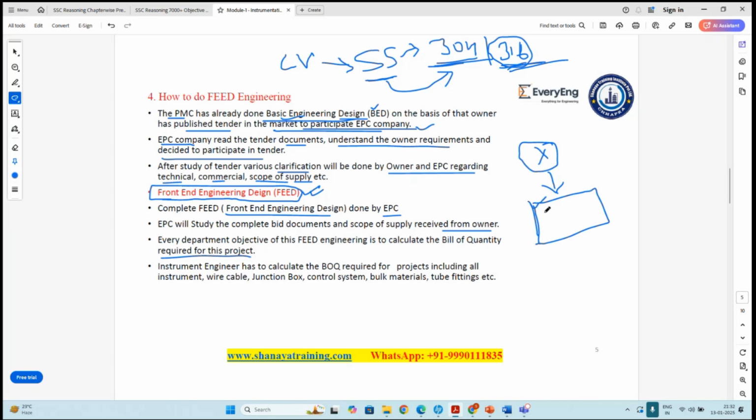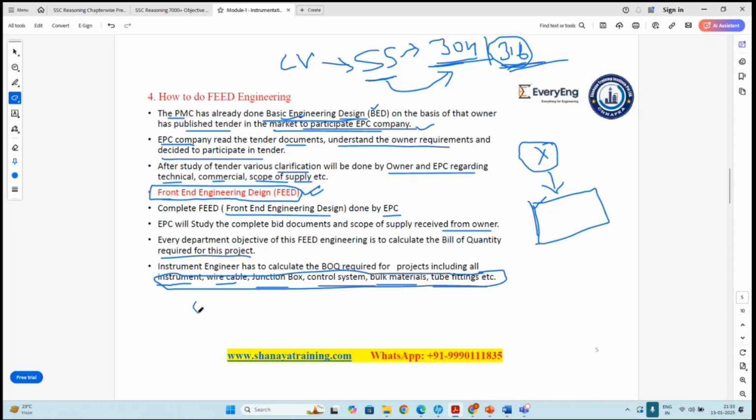Similarly, the list of material will be prepared by other disciplines. Here the list of material will be required by the instrumentation. What are the materials required from the instrumentation side in any project? That will include all the instruments, field instruments, wire and cable, junction boxes, control system requirements, bulk material requirements, tube and tube fittings requirements, and so on. So these are the materials which are required for the project.